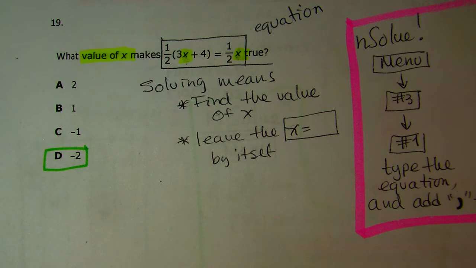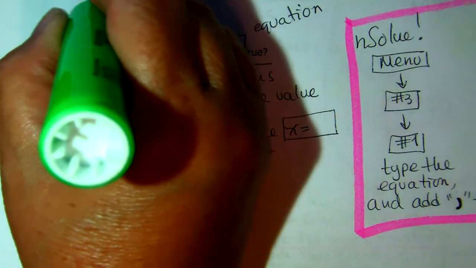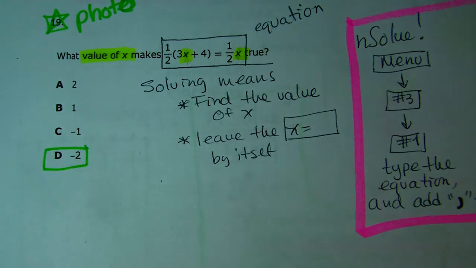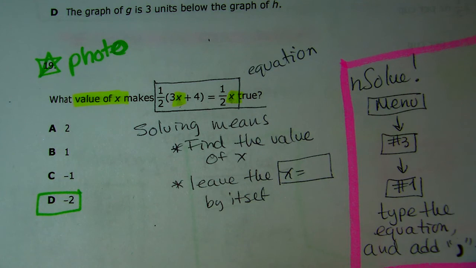That's problem number 19. I also want a photo of this. This is the evidence that you worked. Remember, if I don't see your notes, you have a 0. Okay, then this is problem 19.